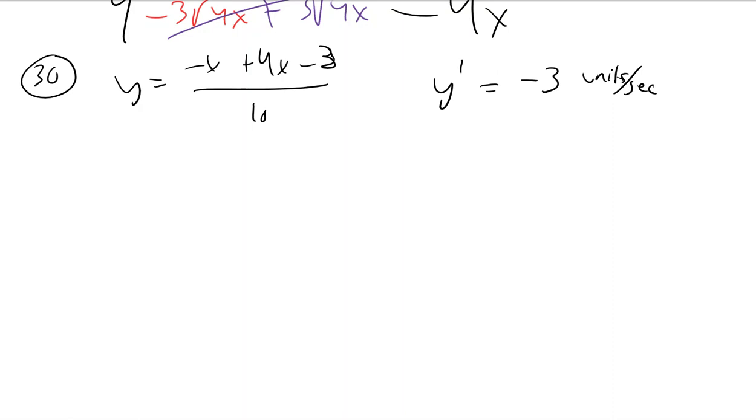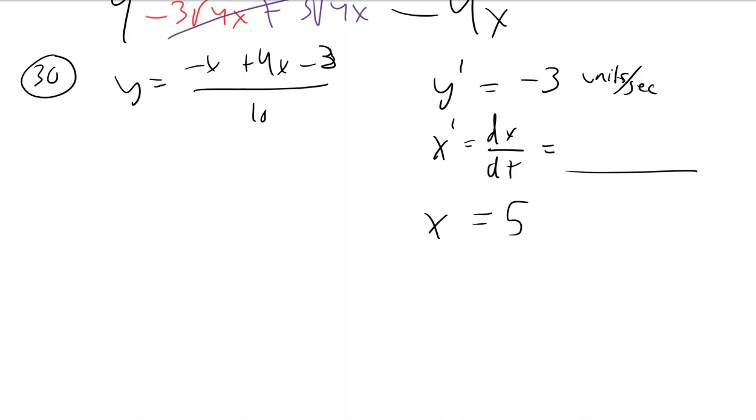Find the instantaneous rate of change of x, so that would be x prime, with respect to time, so dx/dt, at the point of the curve when x equals 5. So this sounds a lot like a related rates question.